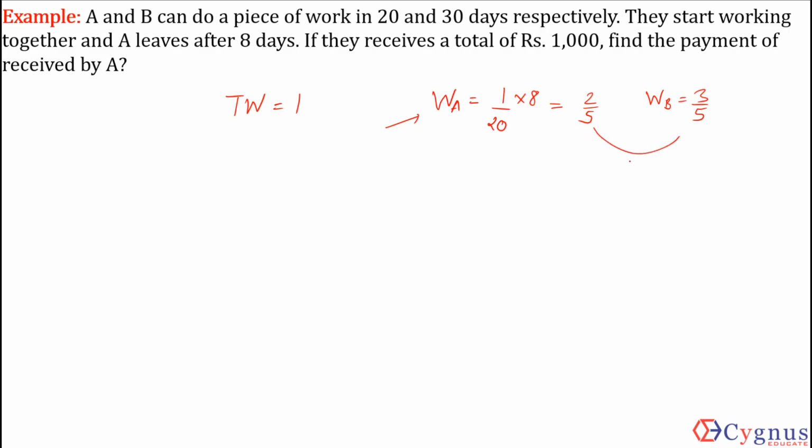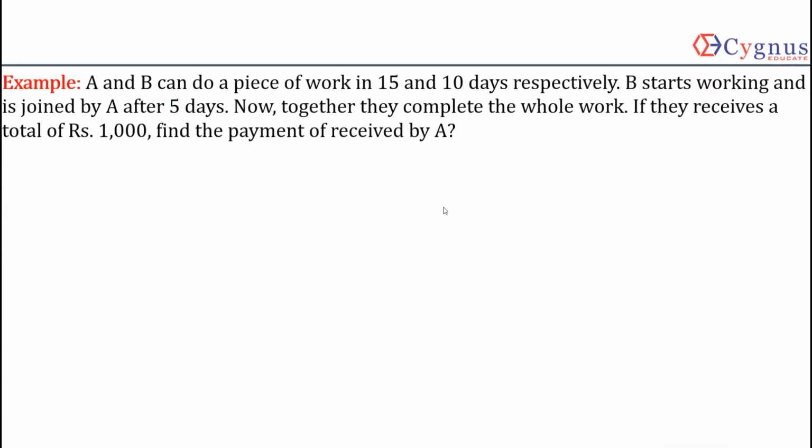So this is nothing but the ratio of their work done. And what's the total amount? 1000. If I have done 2/5 of the work, definitely I'll get 2/5 of the salary. So I'll be getting 2/5 of the total amount. What is 2/5 of 1000? That is equal to 400. Yes or no? It's very simple. Let's look at one more.